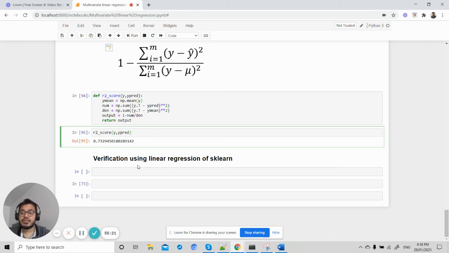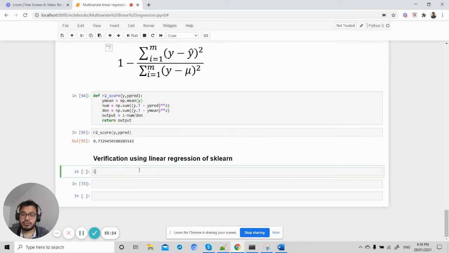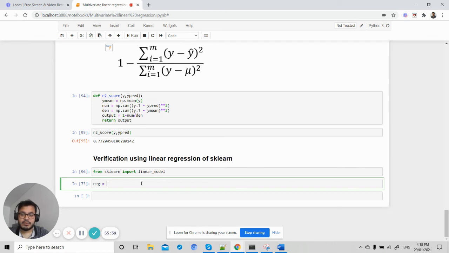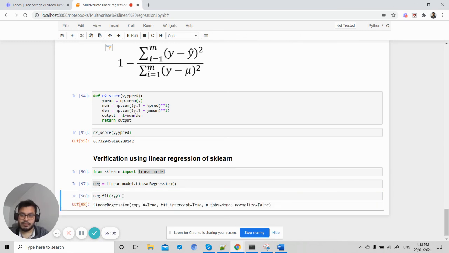Now let's verify our result with a scikit-learn linear model. Okay, so let's import our linear model from scikit-learn. Okay, so let's create our object for linear regression. Okay, this is my object. Okay, now let's fit my model, x comma y.